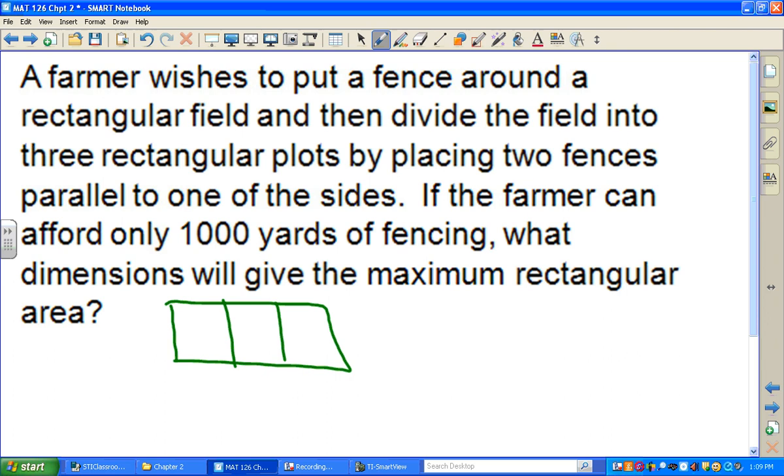I did that. If the farmer can only afford 1,000 yards of fencing, what dimensions will maximize the rectangular area and you disregard the fence? Dimension.